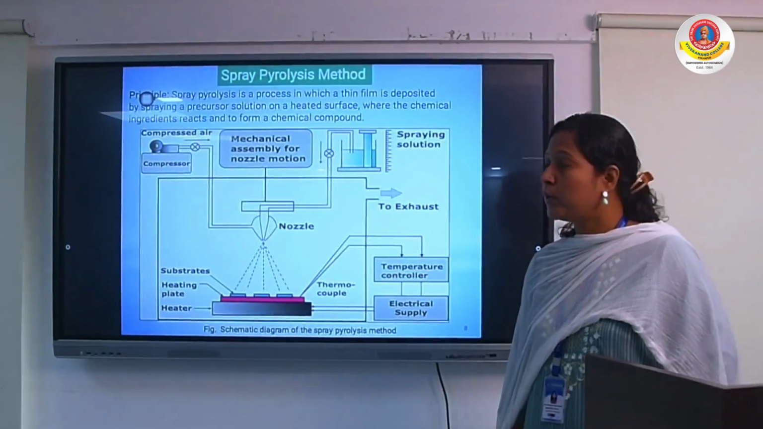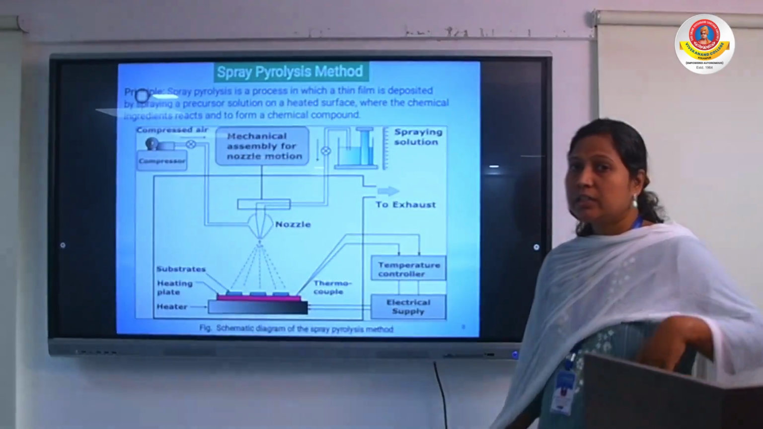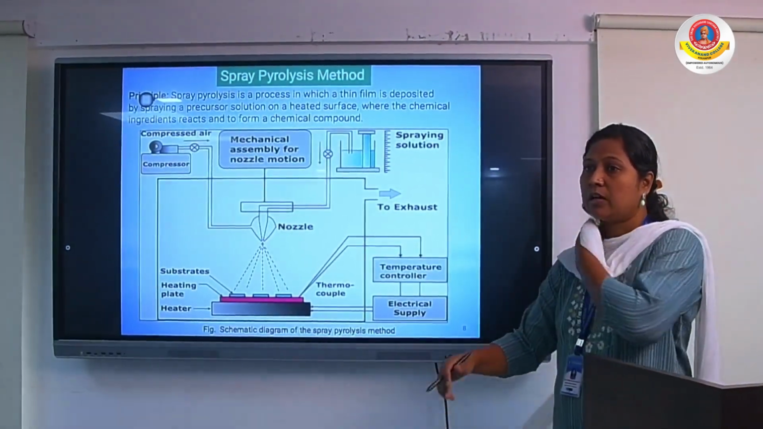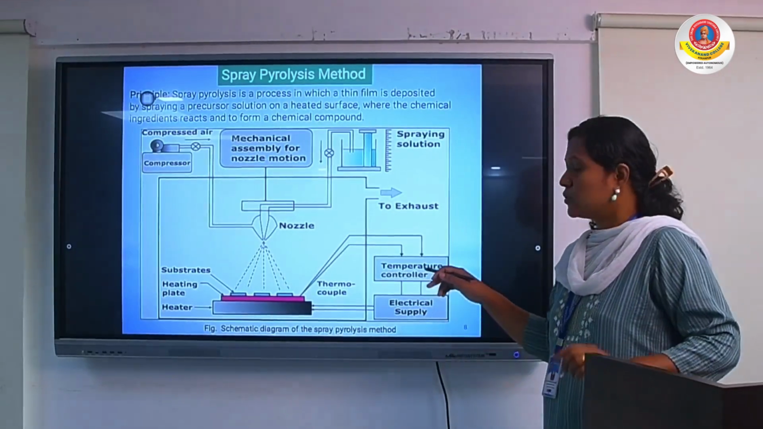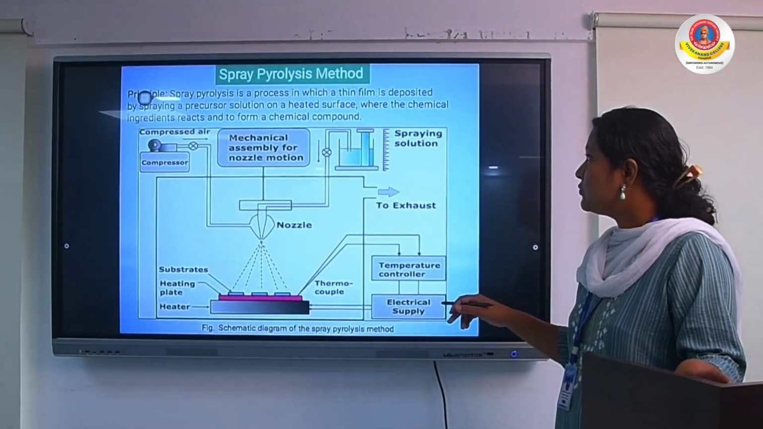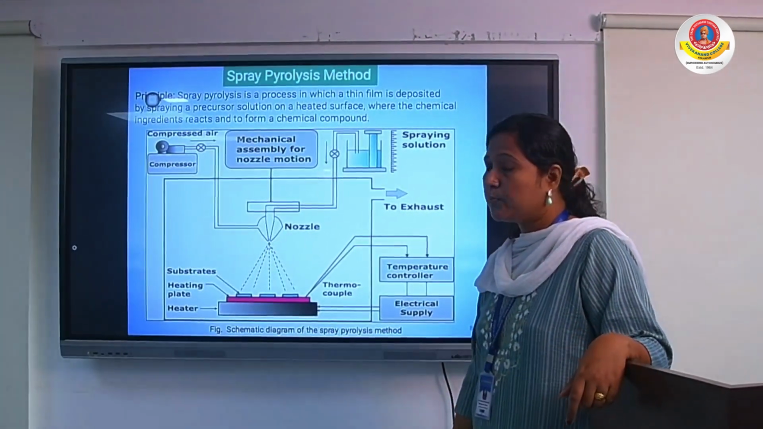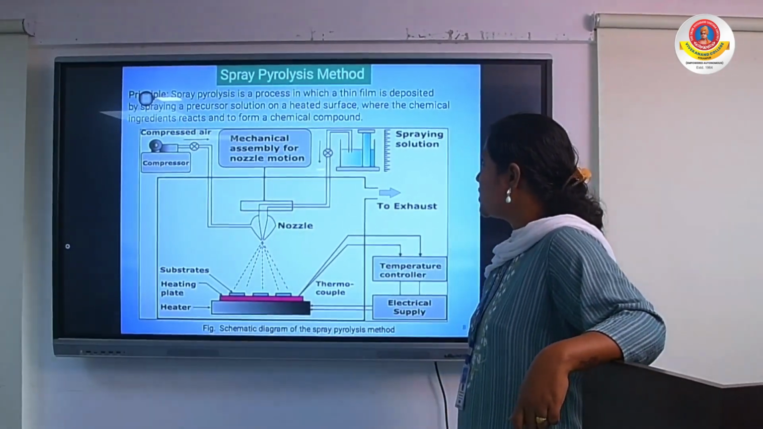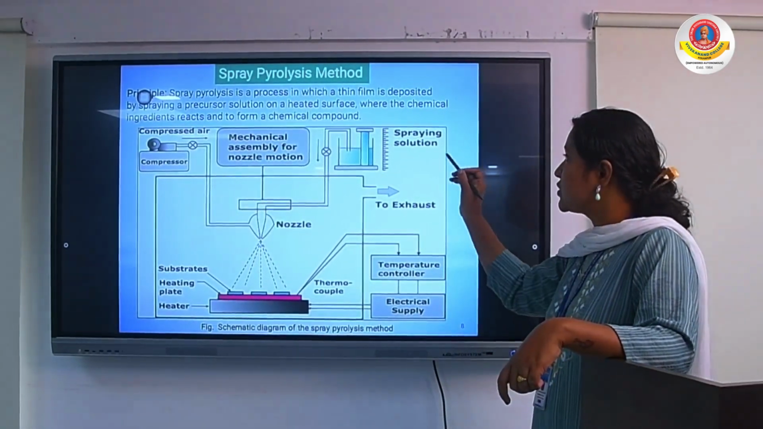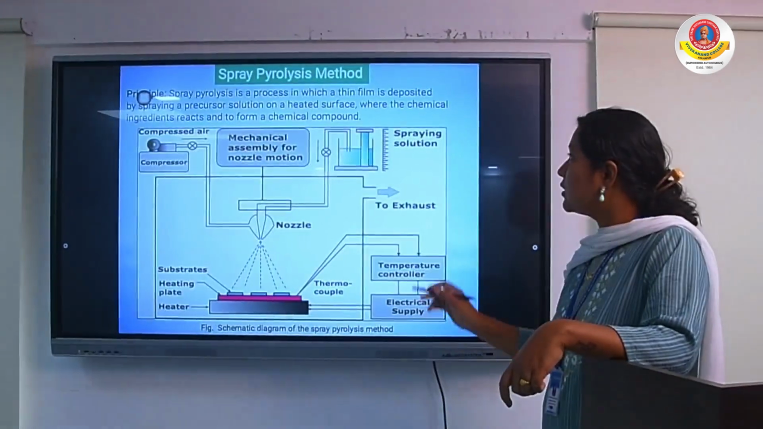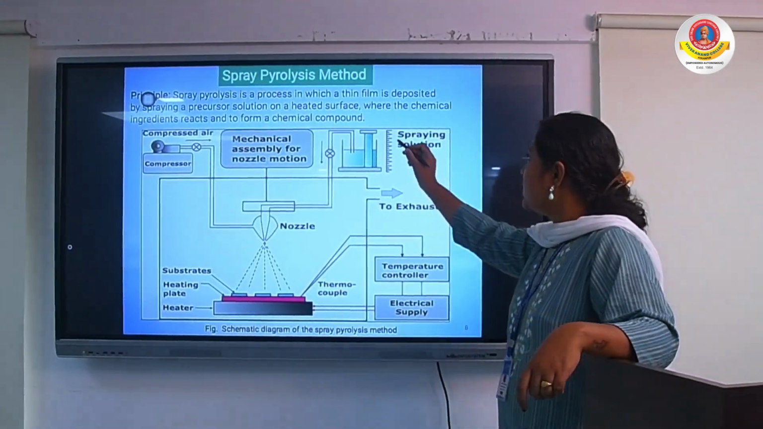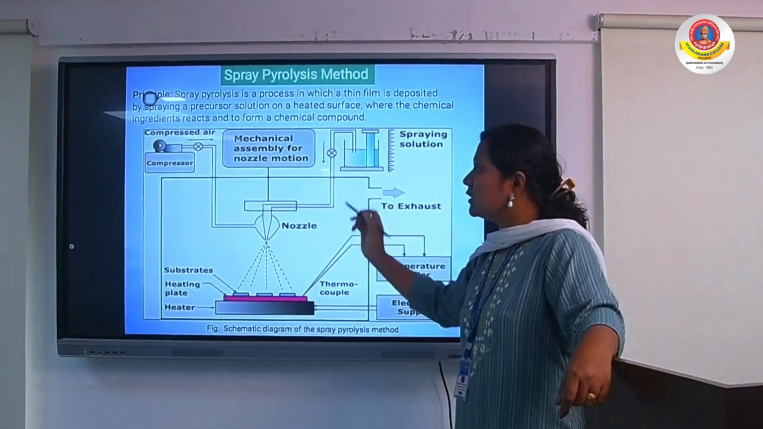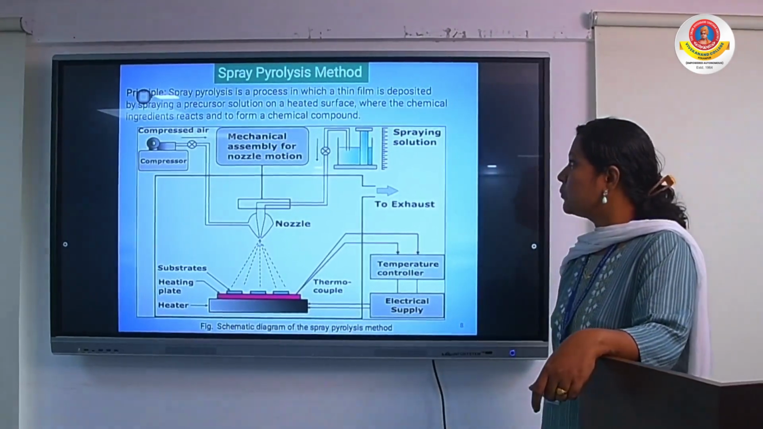This is the setup of the spray pyrolysis method. This is a chemical deposition method which is in liquid phase. So first we have to see the principle of this spray pyrolysis method. Principle: spray pyrolysis is a process in which a thin film is deposited by spraying a precursor solution on a heated surface where the chemical ingredients react to form a chemical compound.